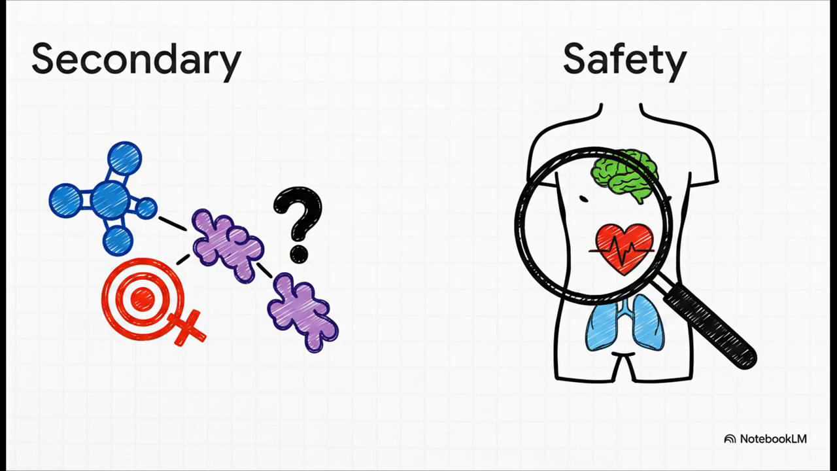But what else is the drug doing? That's where we get into secondary and safety pharmacology. Secondary pharmacology is like a background check. We're looking for any other molecules it might be sticking to. And then safety pharmacology gets really serious. It's governed by strict international guidelines and looks at the drug's effect on the absolute vital systems, the central nervous system, the cardiovascular system, and the respiratory system.